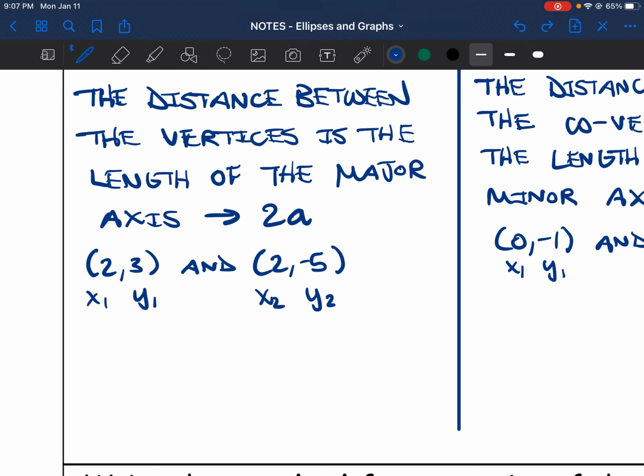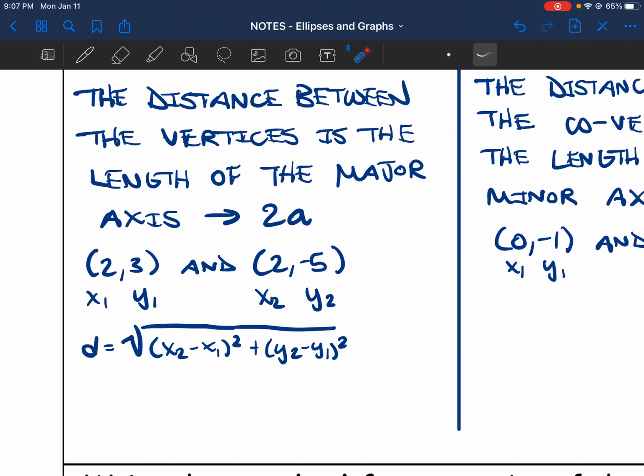Now, there's also an algebraic way that we can calculate that. We can use the distance formula just to make sure 100% that we're correct. So let's do that real quick. Using the distance formula, we know that's the square root of (x2 minus x1) squared plus (y2 minus y1) squared. I went ahead and labeled the vertices, in this case, (x1, y1) and (x2, y2).